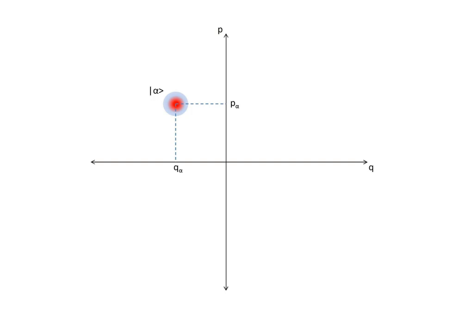α = 2^(-1/2)(q^α + i p^α) = 2^(-1/2)(q_α + i p_α), that is, α = 2^(-1/2)(⟨α|q̂|α⟩ + i⟨α|p̂|α⟩) = 2^(-1/2)(q_α + i p_α). Thus α is just a composition of the quadratures.